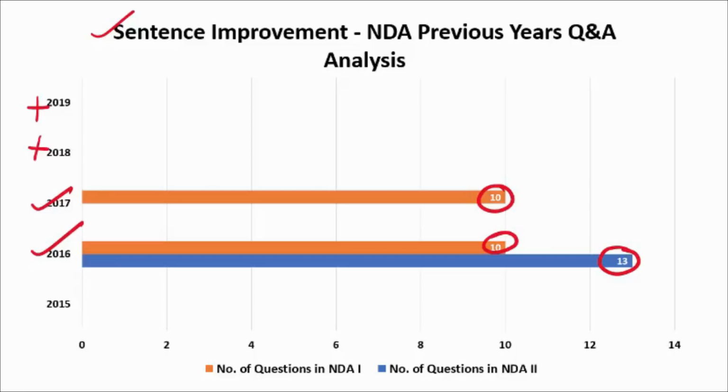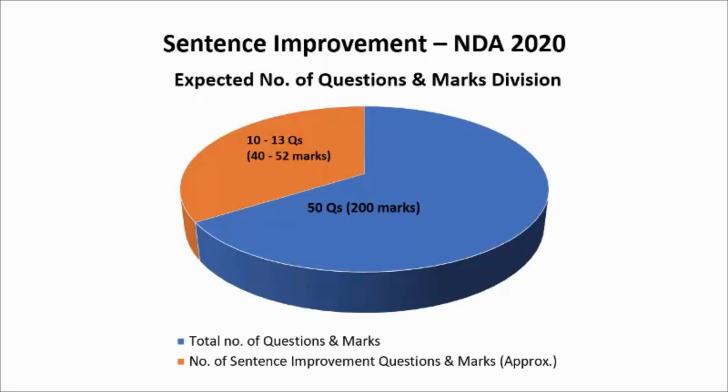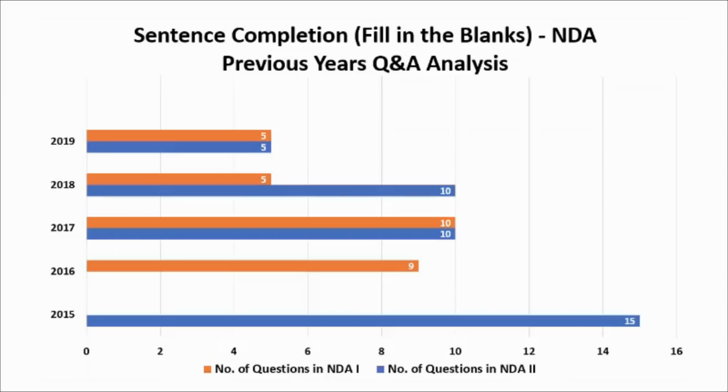Right? So the number of questions from sentence improvement will vary from 10 to 13, if at all it comes in your upcoming NDA examination, which will carry a vast amount of marks, which is 40 to 52 marks out of 200 marks in total for your NDA English section. Next, we will move on to the next topic, which is sentence completion.